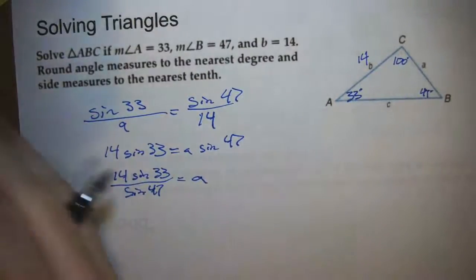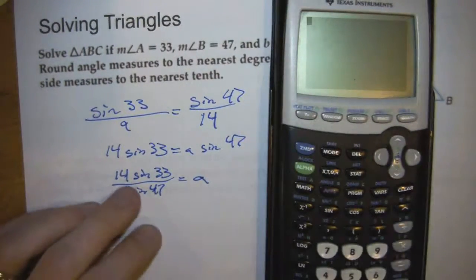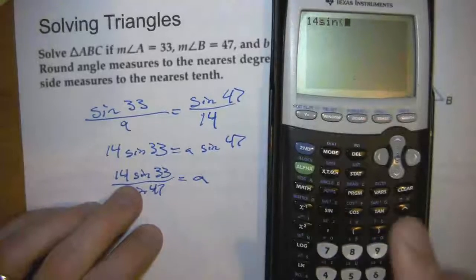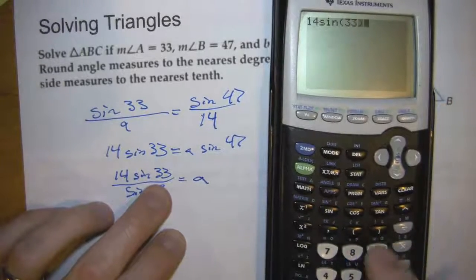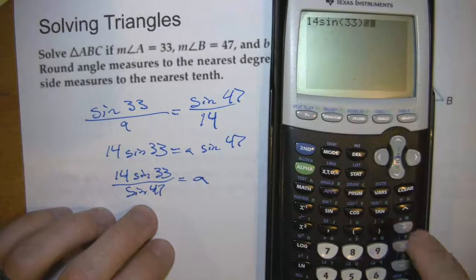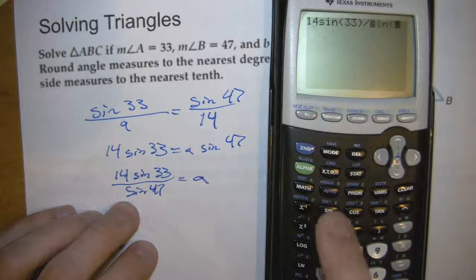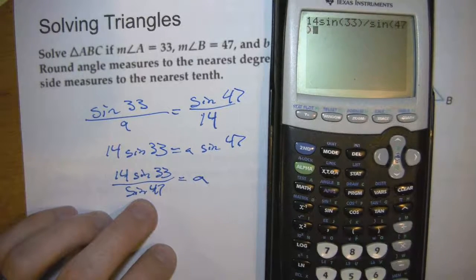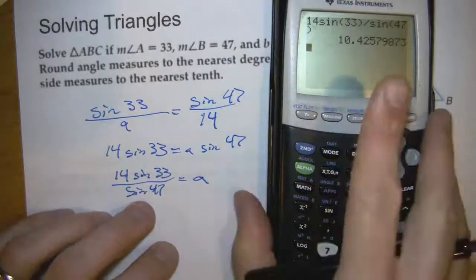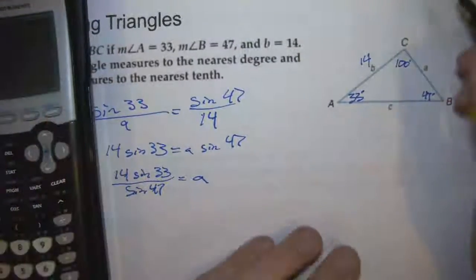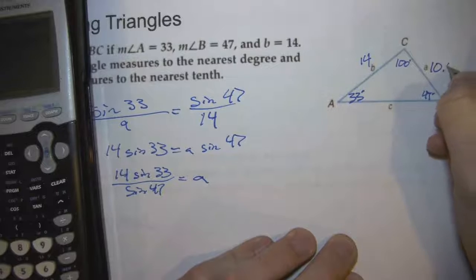Okay, so again, typing that in, making sure that we have everything. So 14 sine 33, close parentheses, again, get in that habit, divided by sine of 47, close parentheses, hit enter. So about 10.4. All right, so let's write that in. So we've got about 10.4.